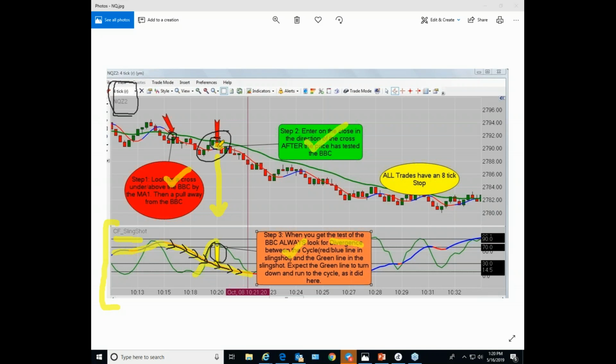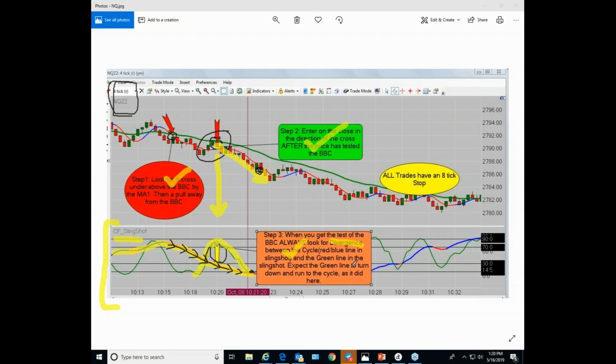Because what we expect to happen as soon as we get into the trade, right at the close of this candle here, is for the green line to ultimately come down and touch the cycle as it does here. At the same time, price will make a new pivot low. And it's at this point that we're going to cover the trade.